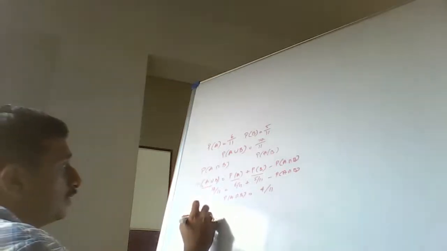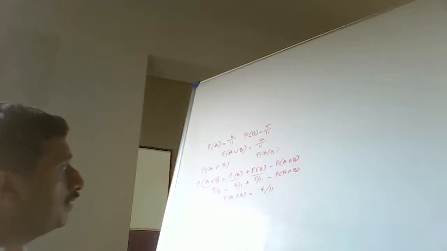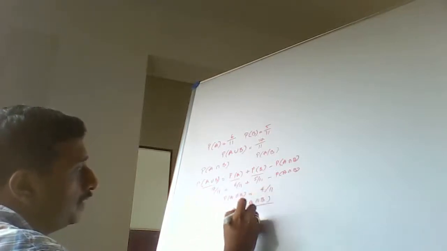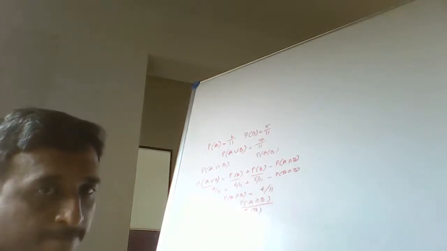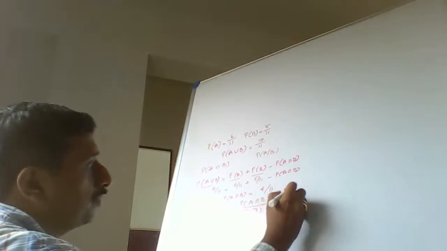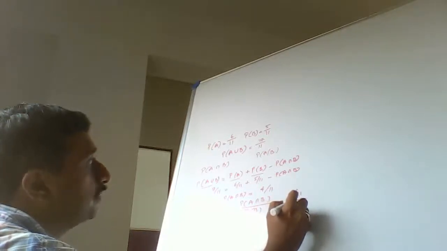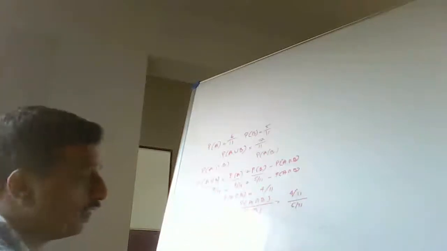Now let us try to solve P of A given B. Again, the formula is P of A intersection B divided by P of B. We already found that is 4 by 11 and this is 5 by 11. So you have this as 4 by 5.